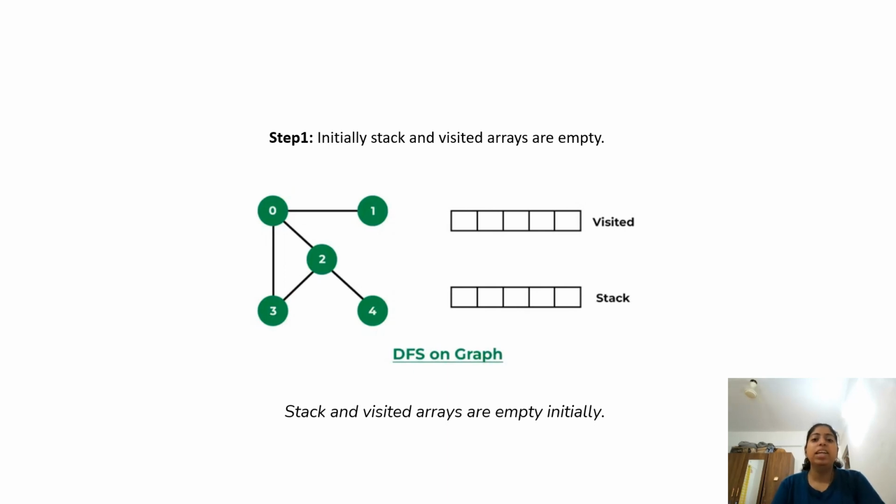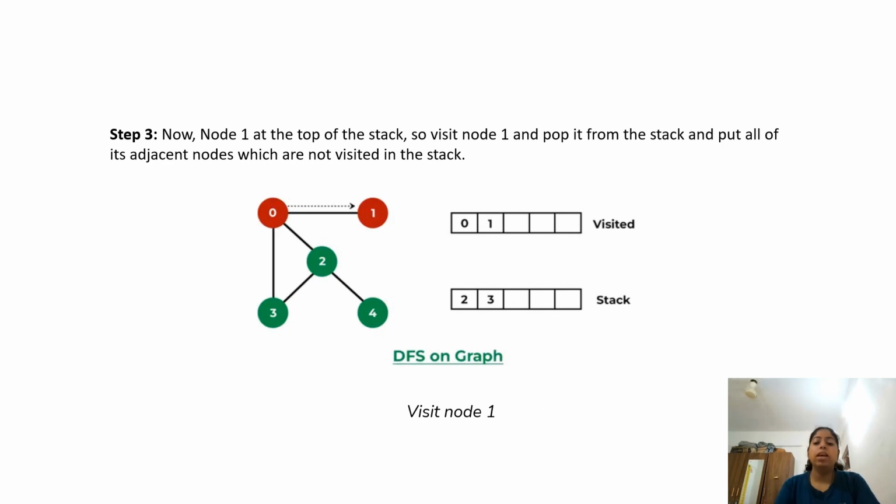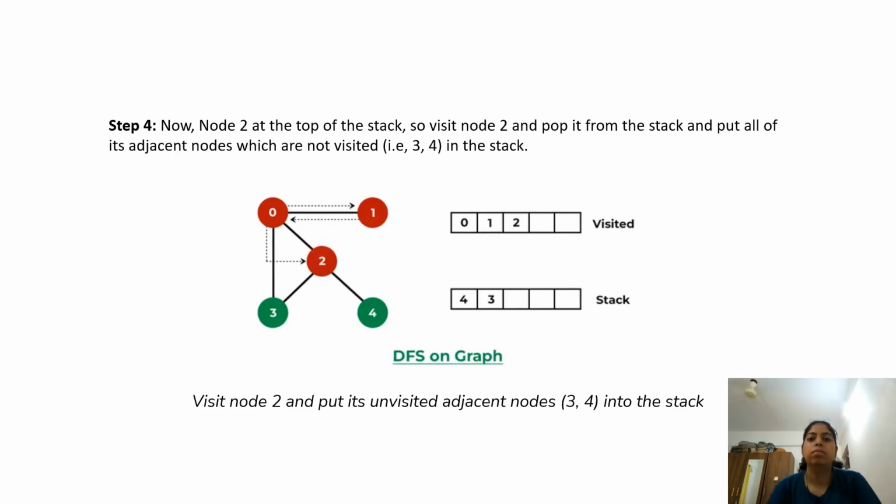Step 1. Initially stack and visited array are empty. Step 2. Visit node 0 and put its adjacent nodes that are 1, 2, 3 into the stack. Step 3. Now node 1 is at the top of the stack, so we visit node 1 and pop it from the stack and put all of its adjacent nodes which are not visited in the stack.